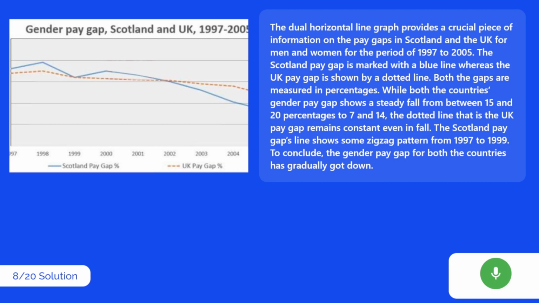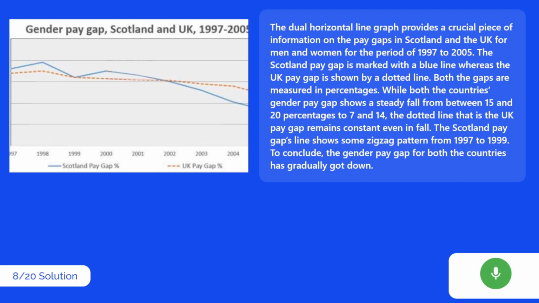The dual horizontal line graph provides a crucial piece of information on the pay gaps in Scotland and the UK for men and women for the period of 1997 to 2005. The Scotland pay gap is marked with a blue line, whereas the UK pay gap is shown by a dotted line. Both the gaps are measured in percentages.